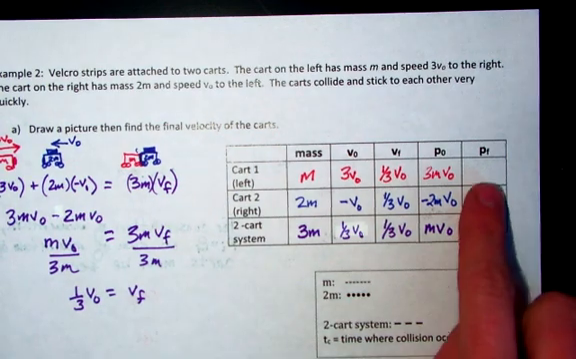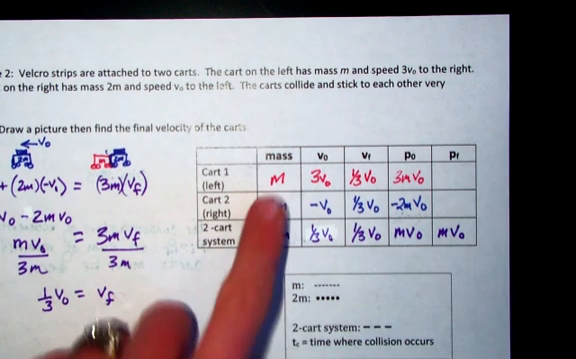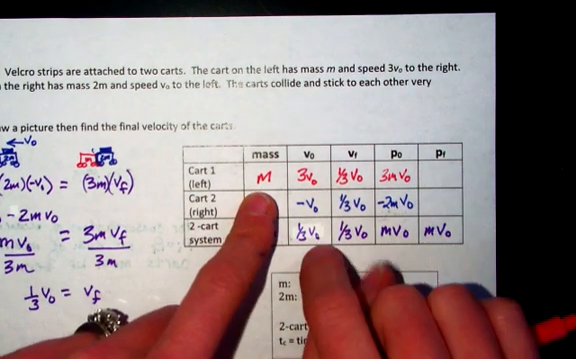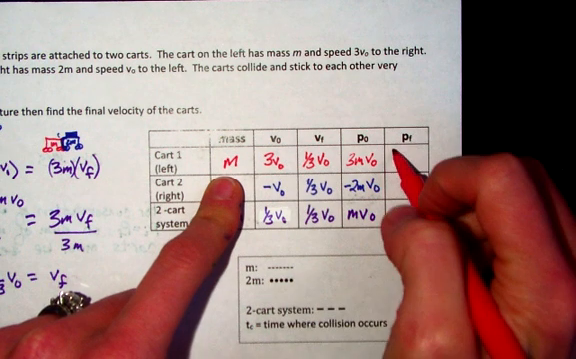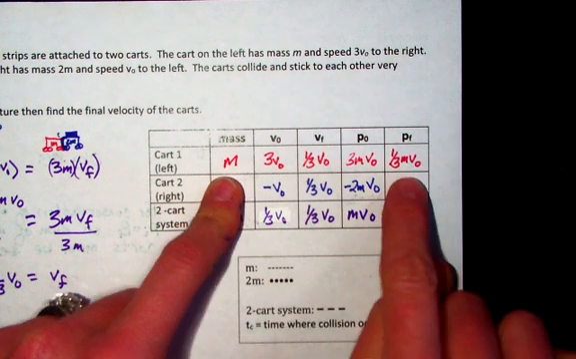So the last thing we need to find is the final momentum. So final momentum for the red cart. Well, momentum is what times what? Mass times velocity. So my mass for the red is m. What is my final velocity for red? 1/3 v naught. So this is going to be 1/3 mv naught. So this is the momentum of the red.